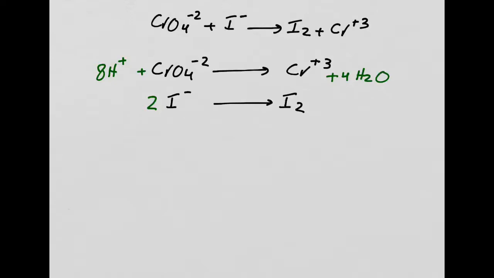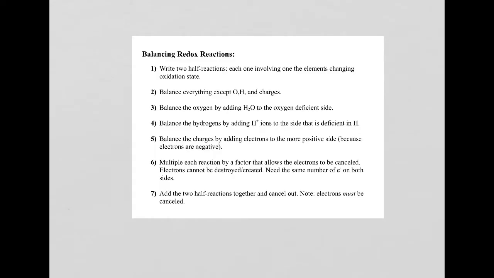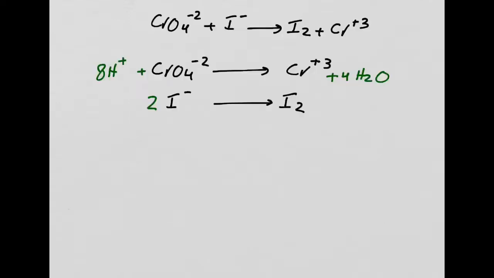Okay, so let's summarize it again. You put 2 half reactions. Then you balance everything except oxygen, hydrogen, and charges. Then you balance the oxygen by adding water. Then you balance the hydrogen by adding H plus. Beautiful so far. Now the last thing we have to do, we have to balance the charges by adding electrons to the more positive side because electrons are negative. Probably this part is the hardest part of balancing, so pay attention for me.